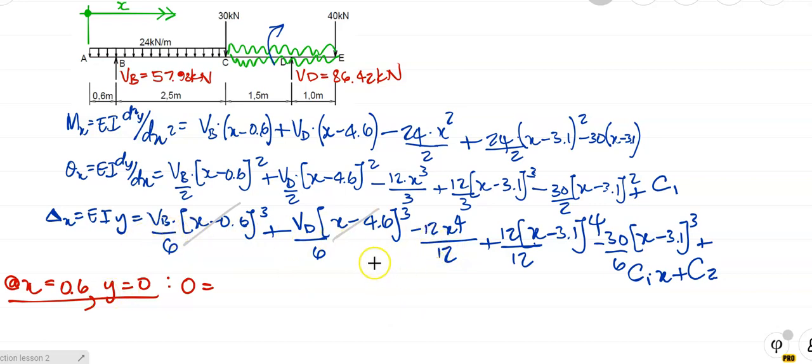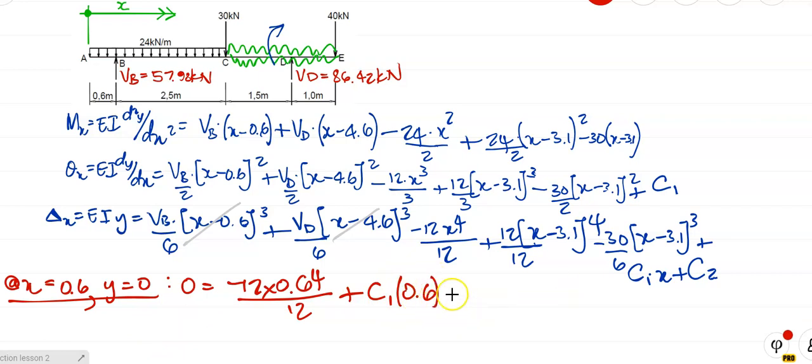Because no, that's nonsense. That's not going to fall away. Let me just change that. That's going to be 0. It falls away. And that's going to be minus 12 times 0.6 to the power 4, 0.6 to the power 4 over 12. Okay. The next term is negative, so it's going to fall away. And that's going to be plus C1 times 0.6 plus C2.